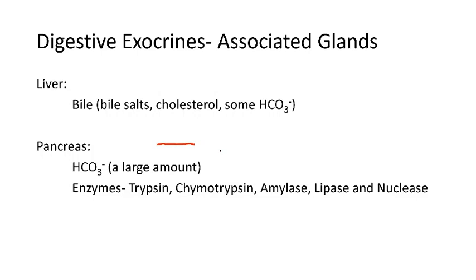So the pancreas actually makes most of the enzymes for digestion, just like the liver made most of the proteins for the blood. So liver's making the bile here, but it makes proteins for the blood. The pancreas makes the enzymes for the digestive system.